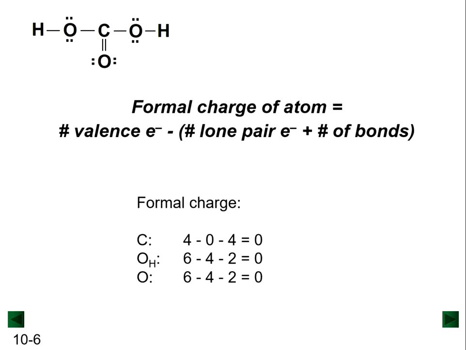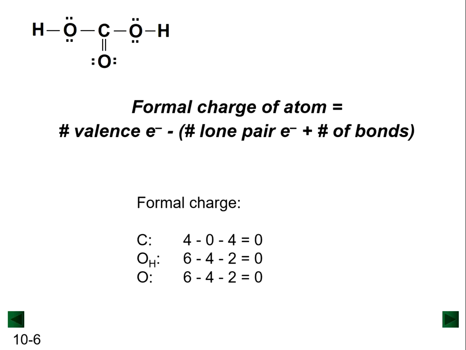And finally, the oxygen that is doubly bonded to the carbon, we see 6 for the number of valence electrons minus 4 for the lone pair electrons minus 2 for the bonds. That gives us 0.